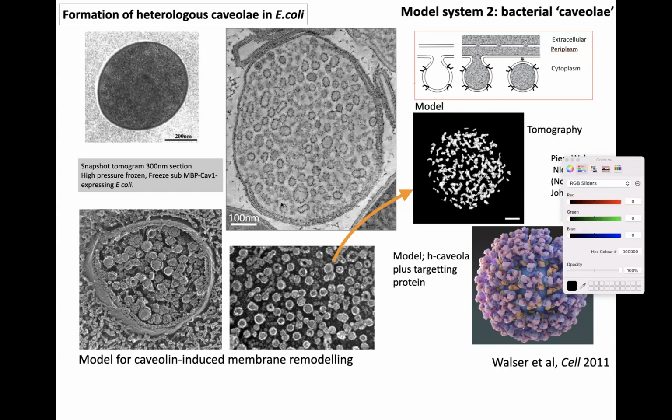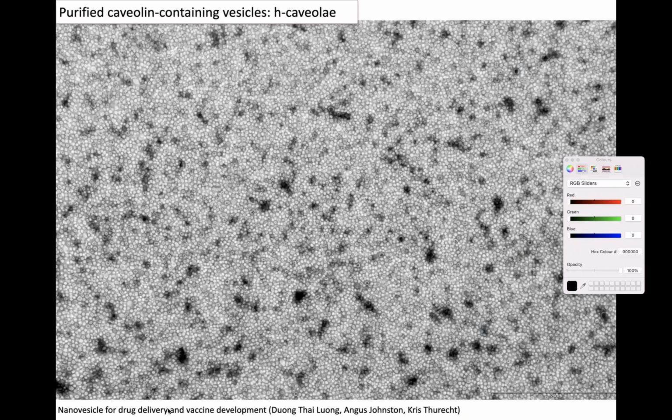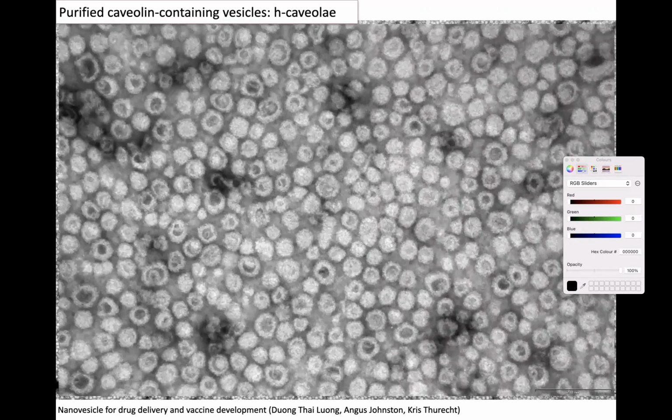So these caveolae accumulate inside the cell, and we use those for various things. We can actually purify them. We can use them as a nanovesicle for drug delivery in cells and in mice, and we also use them for vaccine development as well. So these vesicles, this is a purified prep, negative stained specimen. You can see how uniform they are.